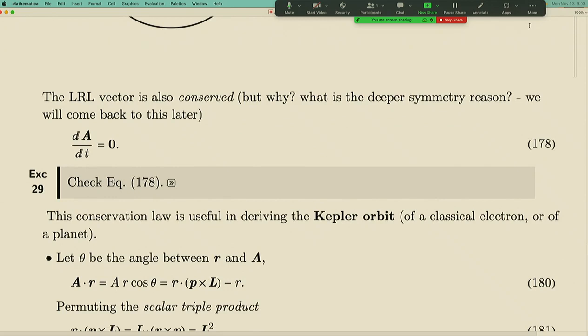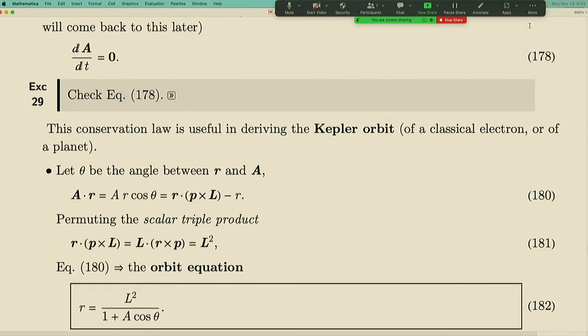Angular momentum specifies the orbiting plane, because angular momentum is always perpendicular to the plane of the orbit. But the LRL vector further specifies, within this orbiting plane, where the major axis is, and that axis direction also does not change with time. It also determines the shape of the orbit. Because of this, the angular momentum and the LRL vector are always perpendicular to each other: angular momentum is perpendicular to the plane, but the LRL vector always lies within the plane. That's why their dot product is always 0.